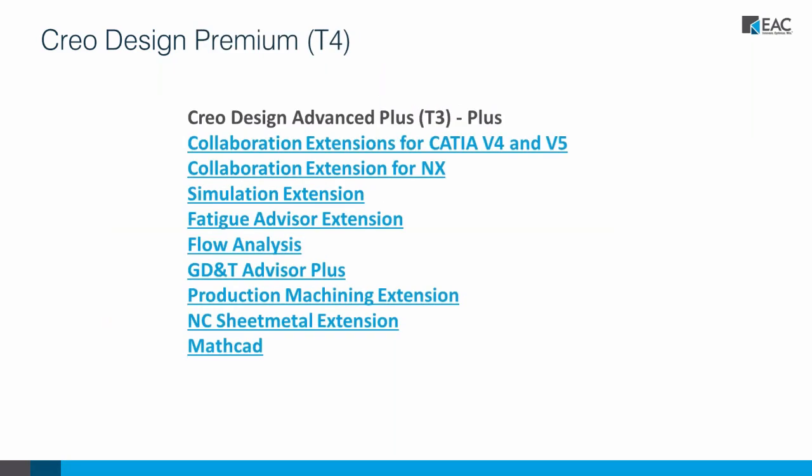T4 is all of this that I've been talking about. In addition, we have the collaboration extension for CATIA and NX. Again, when we see collaboration, that means we write out native CATIA v4 and v5 files and also write out NX files. So those capabilities have been added in.